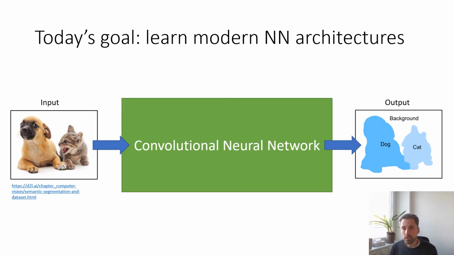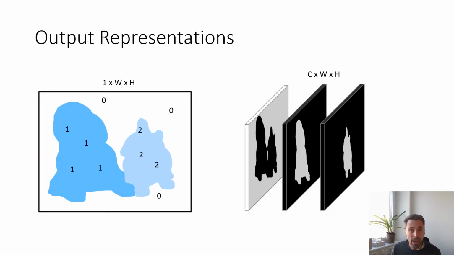So today's goal is to learn about network architectures that we can use for semantic segmentation. And before we do that, let's talk about how to represent the output. So an input is an image or an image sequence like we had before, but what are the outputs?